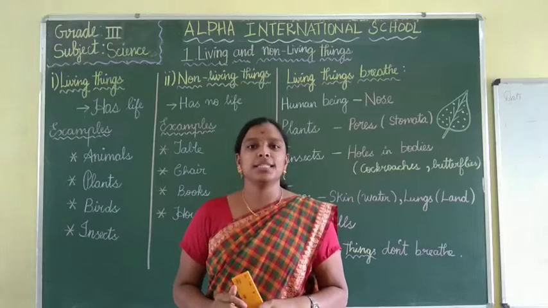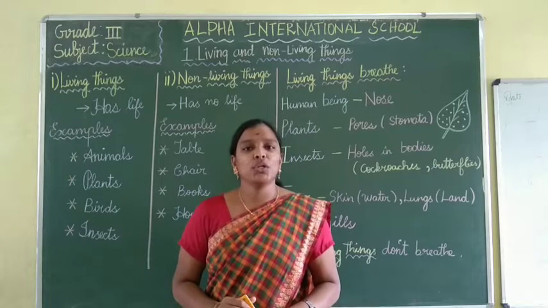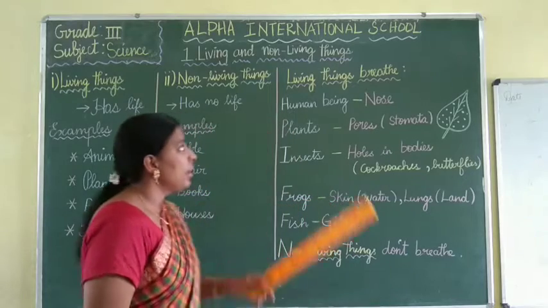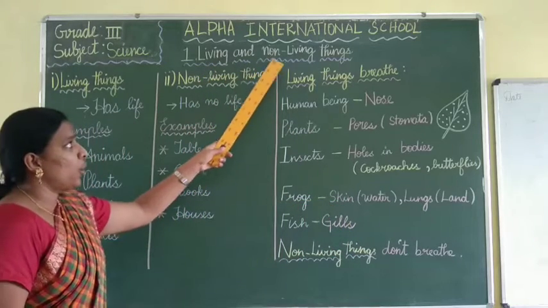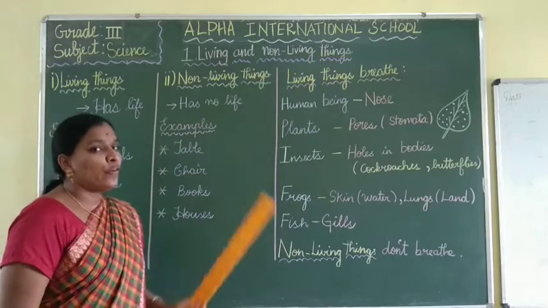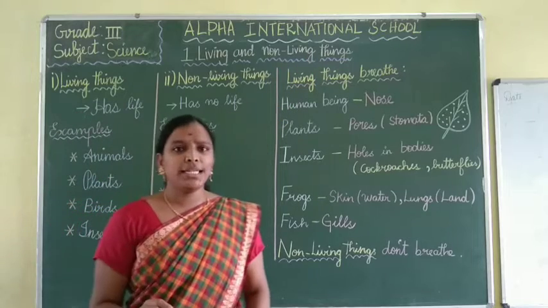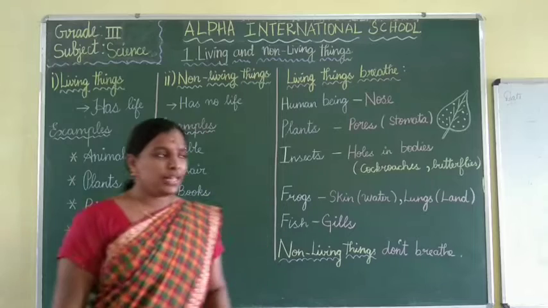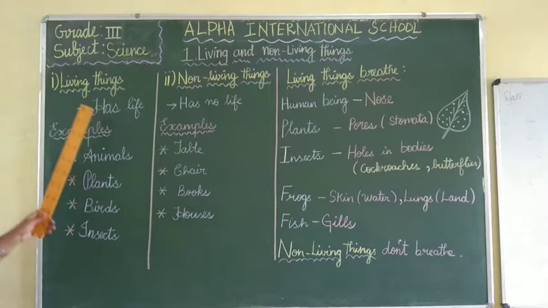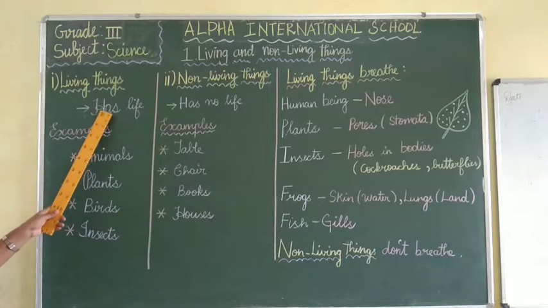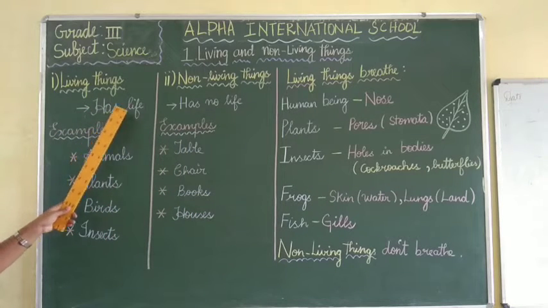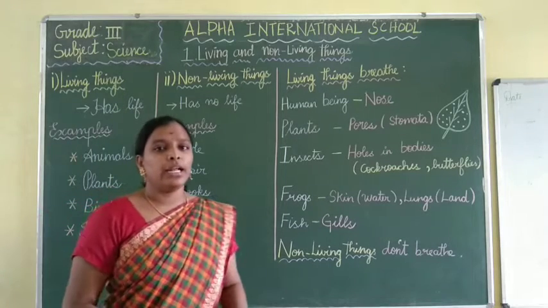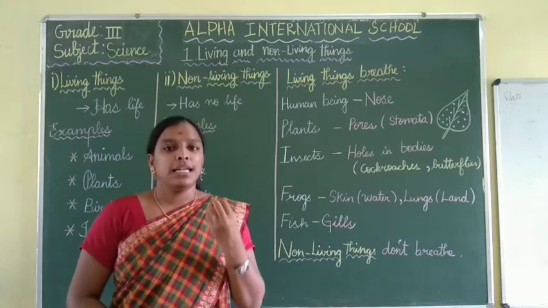So today this is the chapter we are going to see. The chapter is living and non-living things. First we need to know what a living thing is. What is a living thing? A living thing is something that has a life. So if a thing has a life, then it will be termed as a living thing.